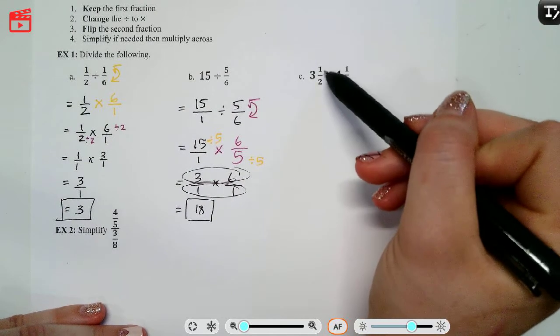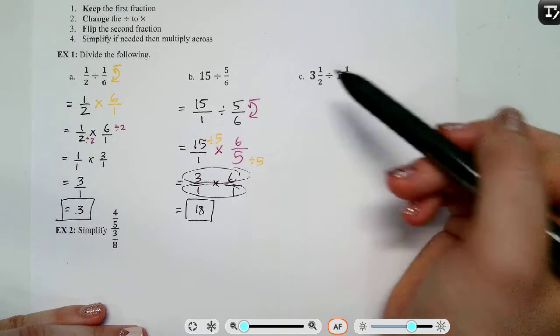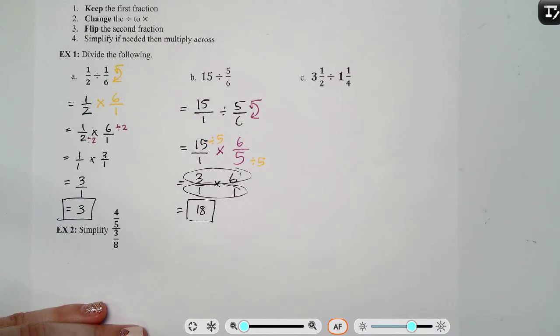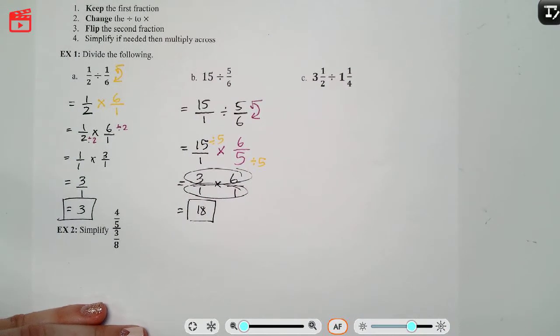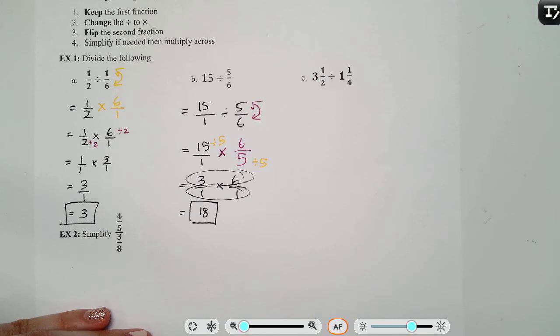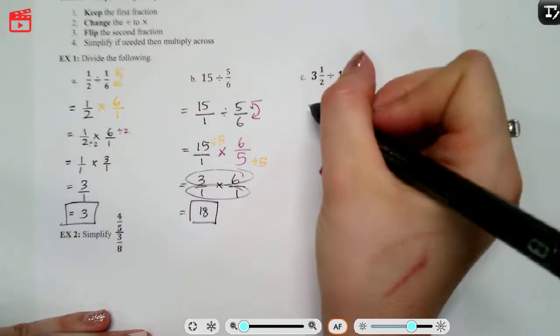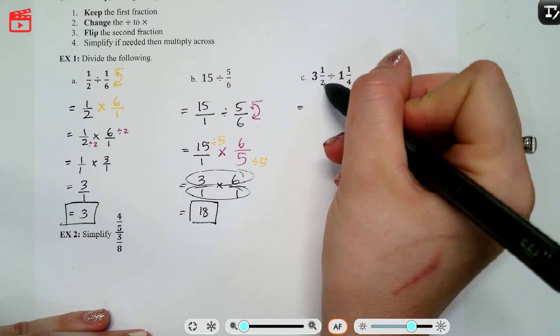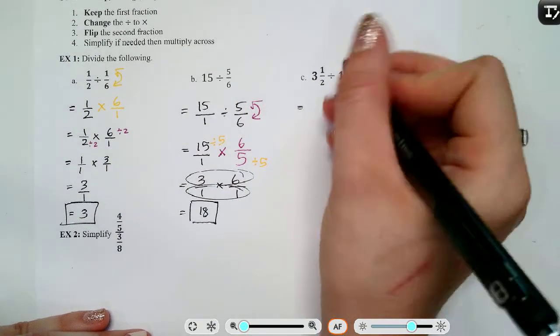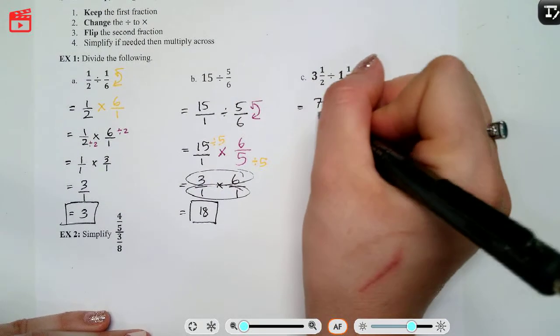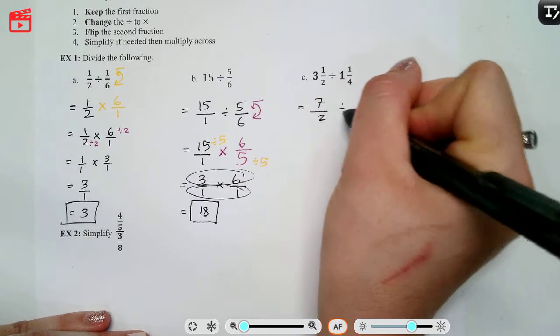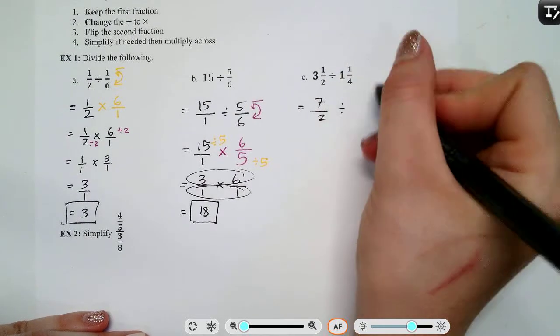Ooh, snazzy. So we have mixed numbers and division. Okay, so the only time that we don't turn the mixed number into an improper fraction is with addition. For everyone else, we're going to work with the improper version. So let's change that to improper. It's going to be 6 plus 1, 7 for 2. Divided by 4 times 1 is 4, plus 1 is 5.